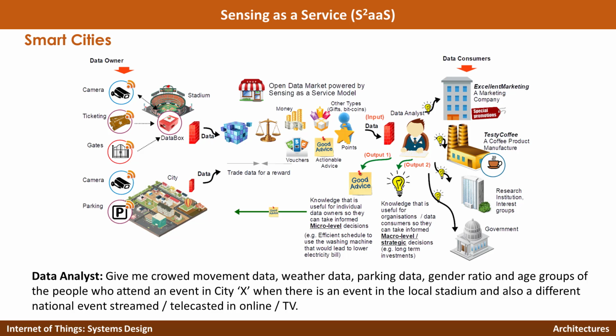So here imagine that a data analyst would ask a query like: give me the crowd movement data, weather, parking, gender ratio, and age groups of people who attend a city event in city X, when there is an event in a local stadium and also a different national event streamed or telecast on online TV. So it's quite a complicated data acquisition, because now you are focusing on particular cities, but also looking at the temporal value, the time or date, where there is a local event and a national event.